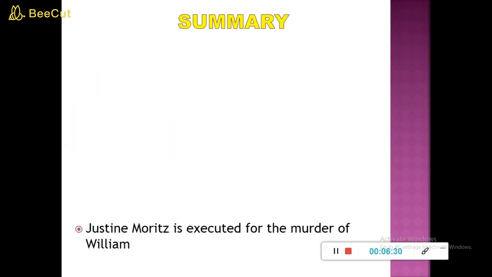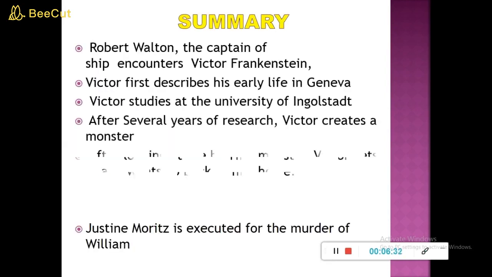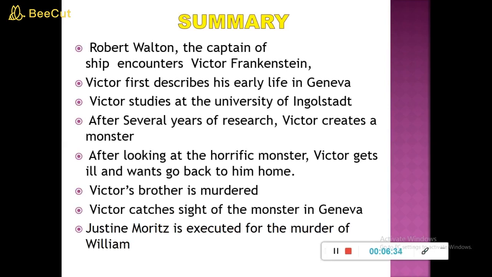Now I would like to discuss the summary of this novel, Frankenstein. Robert Walton is the captain of the ship, and one day he finds Victor Frankenstein running after the monster. Victor Frankenstein gets ill, and he tells his story to Robert Walton. Robert Walton listens to the story of Victor Frankenstein, and this story he sends to his sister. Victor Frankenstein describes his early life in Geneva.